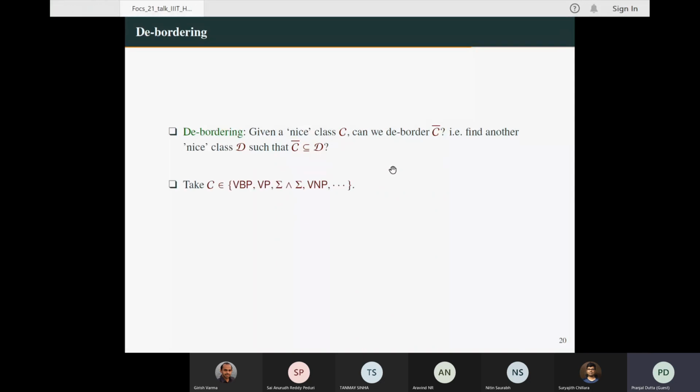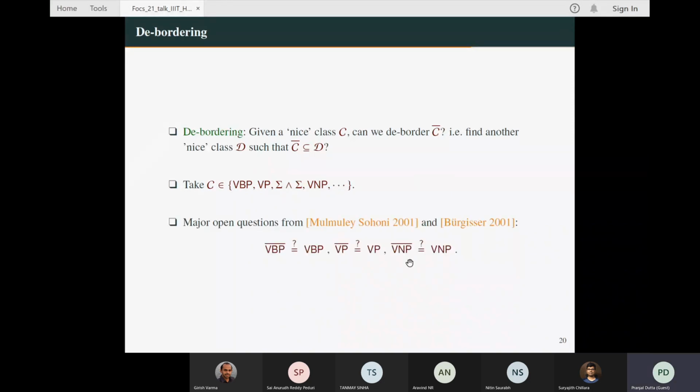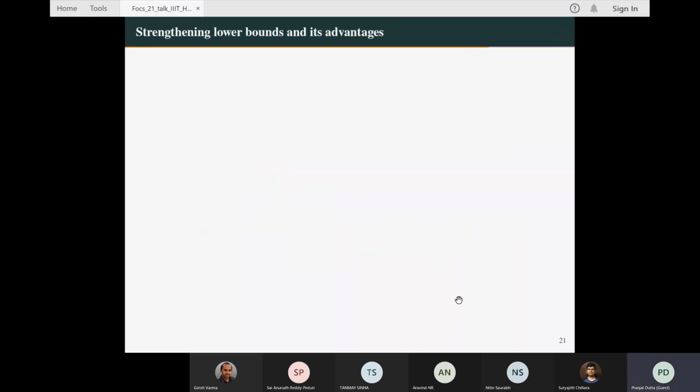Okay. So let's now come back to exactly what I mean by that. You can replace this C by VBP, VP, this is border, this is Waring rank, VNP, any class you want. Now these questions are all open: whether VBP bar is VBP, VP bar is VP, VNP bar is VNP, and so on. All these questions are open.